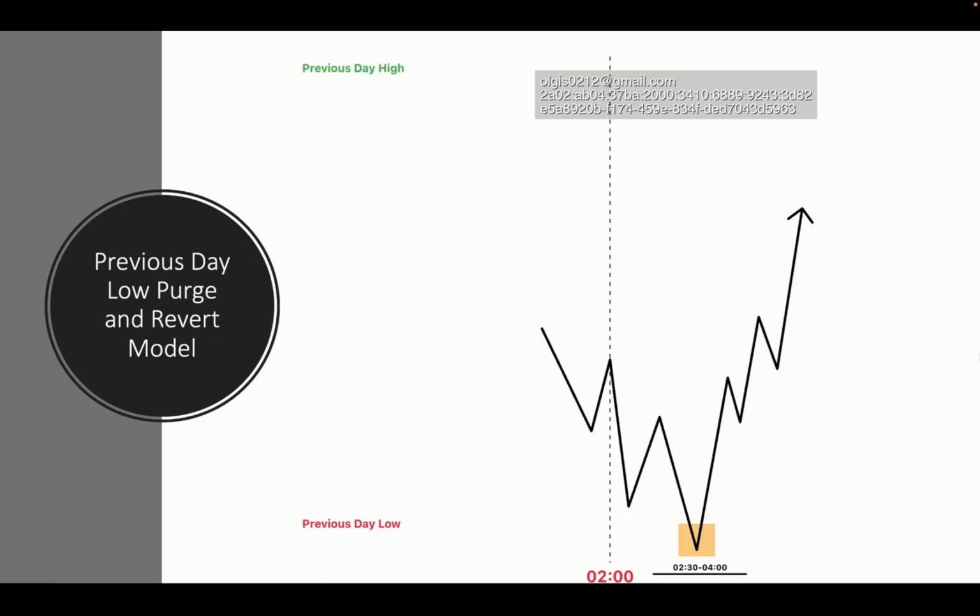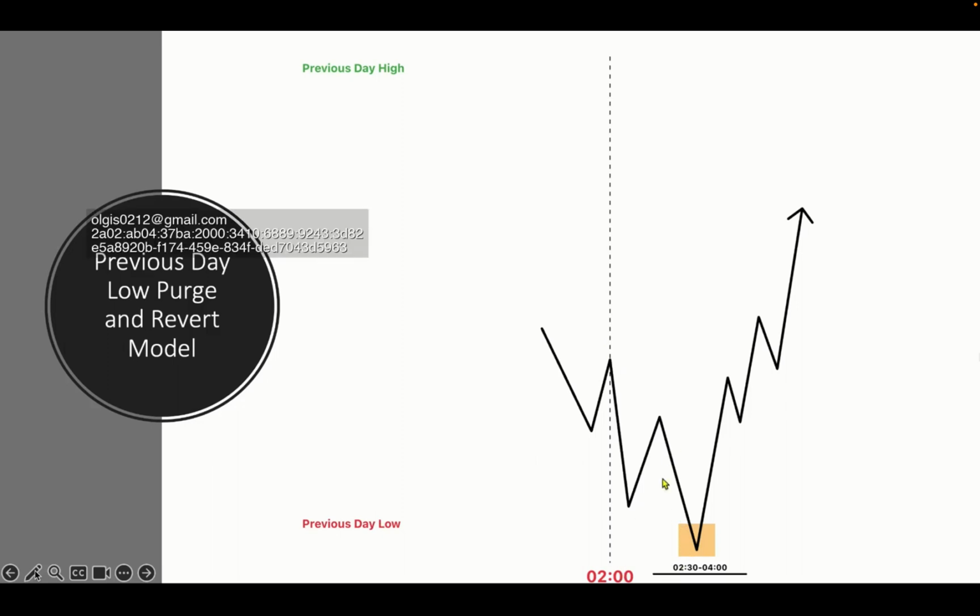Now we're going to take a look at the previous day low purge and revert model, where we see that around 2 a.m. a manipulation leg begins, and the market draws towards the previous day low. The moment that the previous day low gets purged during 2:30 to 4, we're looking for signs of a smart money reversal occurring below that low.